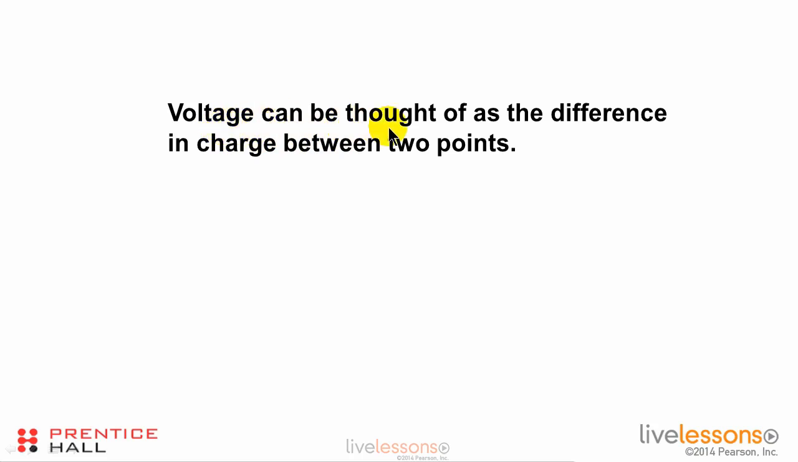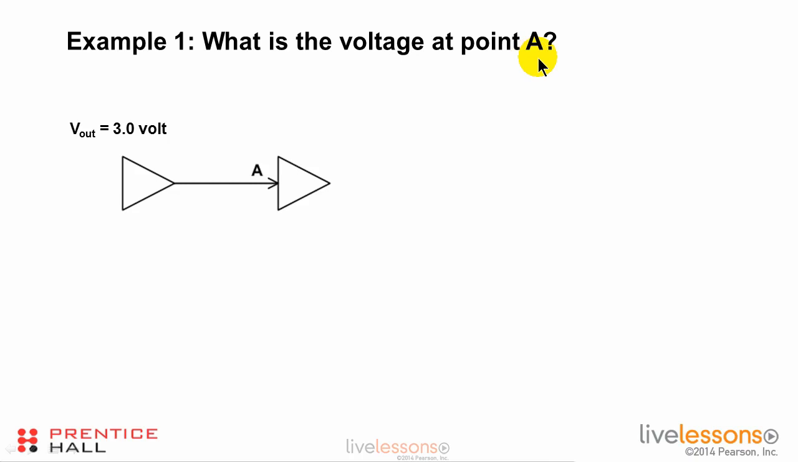Now, we've been talking about current. Let's talk briefly about voltage. Voltage can be thought of as the difference in charge between 2 points. So, for example, what's the voltage at point A? Here I have a driver. It has a specified output voltage of 3 volts. I've got a trace going down to a receiver, and I'm picking a point A here at the input of the receiver, and I'm asking the question, what is the voltage at point A? And the answer is, you can't tell, because this is a trick question.